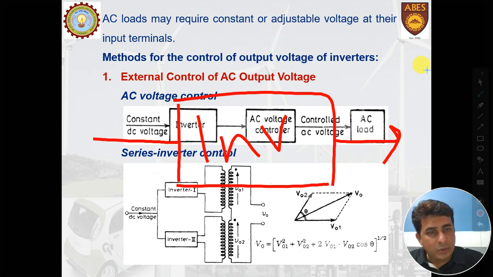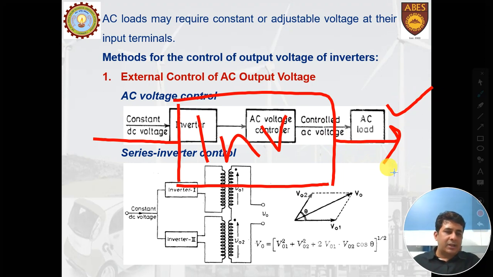Like you can control the voltage here. Here means the inverter has given a voltage, and now you control it, using whatever device you want. You control the voltage once it is received from the inverter. This kind of control is called external control of AC output voltage. It means the AC output is available and now you are controlling it externally by using an external device.